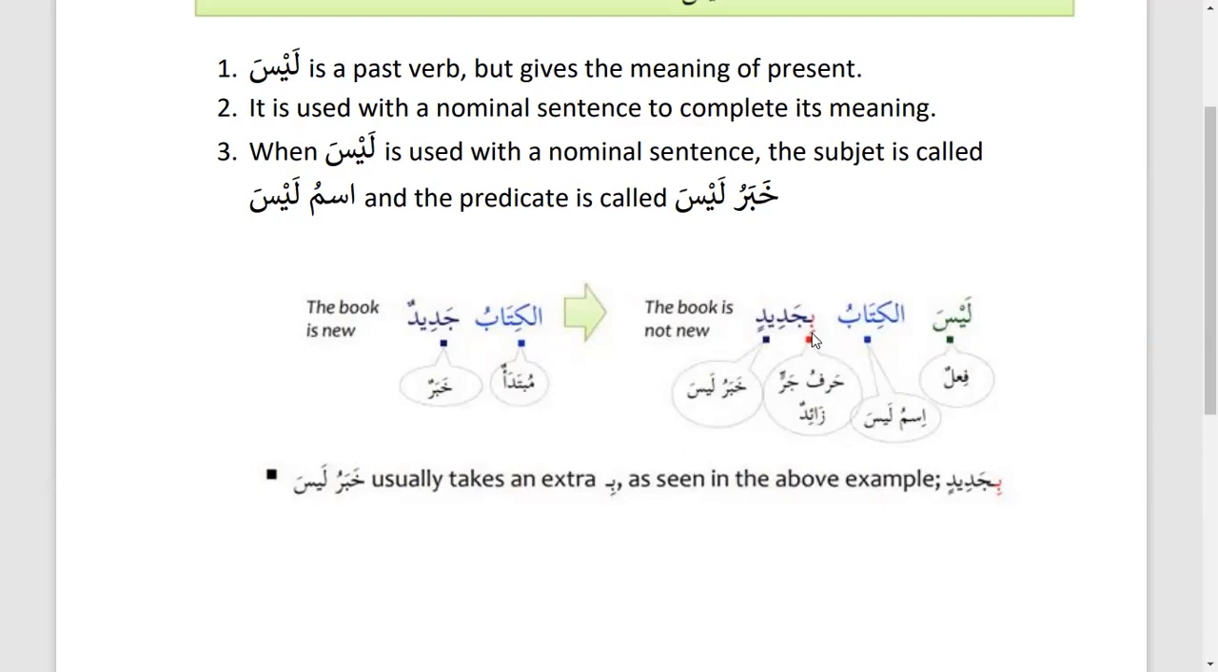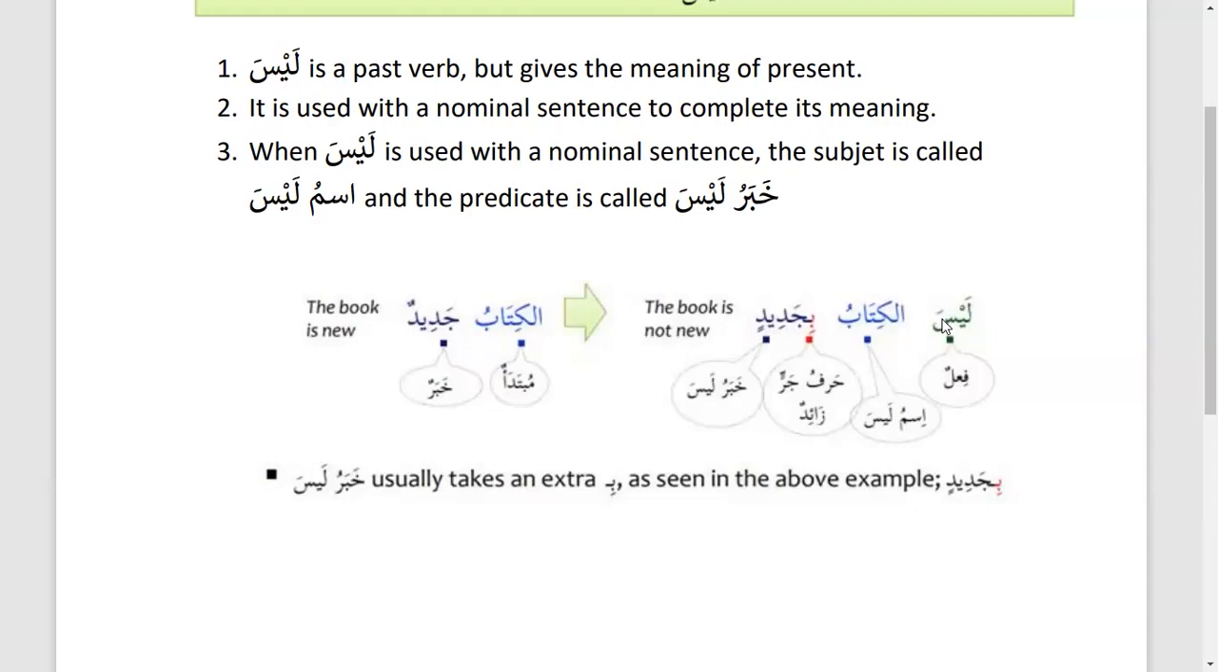Even though the sentence begins with a verb, it's still a nominal sentence? It is a nominal sentence because, as we can see here, it is used with a nominal sentence to complete its meaning. It's a very good question. It's a verb, but it is called a defective verb. It is a kind of verb which cannot communicate or give the meaning on its own. Okay.